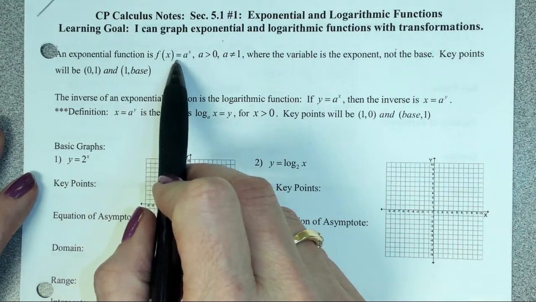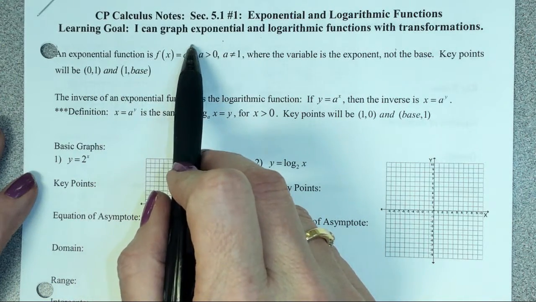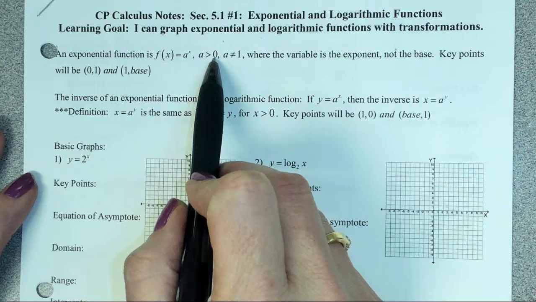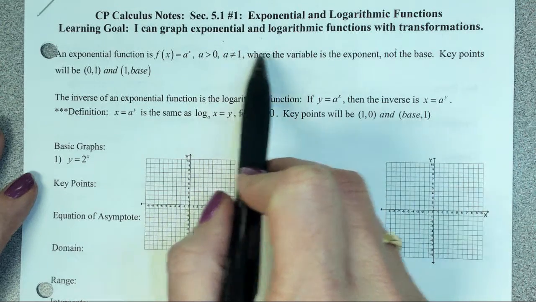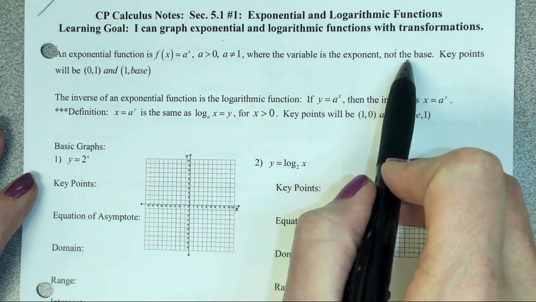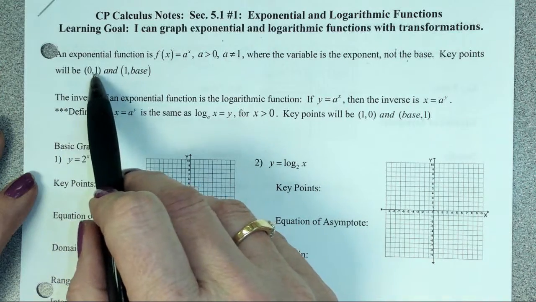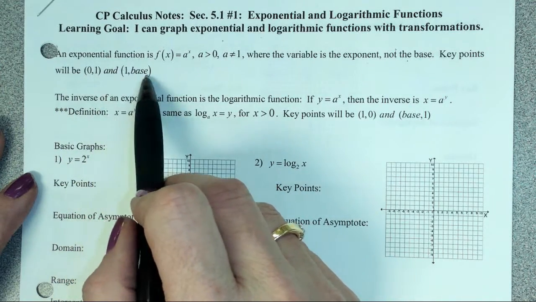So, an exponential function is any time we have a to the x. A must be greater than 0. A cannot equal 1. The variable is the exponent, not the base. Key points will always be (0, 1) and (1, base).